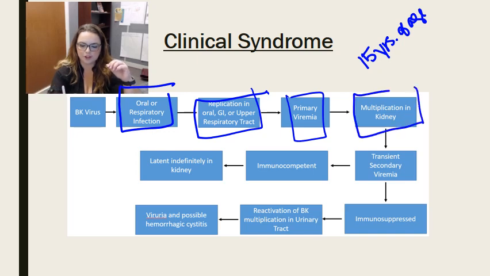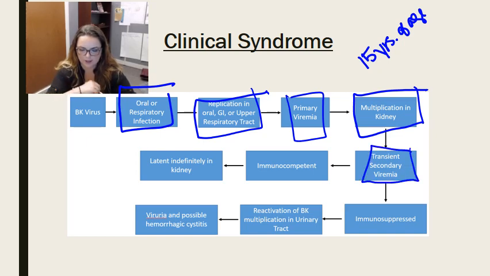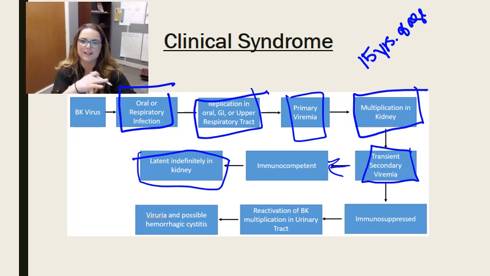You're going to see multiplication in the kidney. Now, in the kidney, when we see multiplication, that's when eventually you might see infection, but that'll be later because the primary infection is asymptomatic. Later, you might get a transient secondary viremia. If the patient is immunocompetent, the patient will be latently infected in the kidney indefinitely. Okay, so it's just in there, but immune cells are blocking its replication.